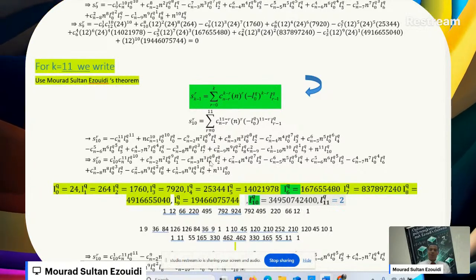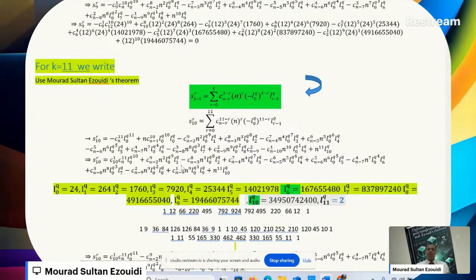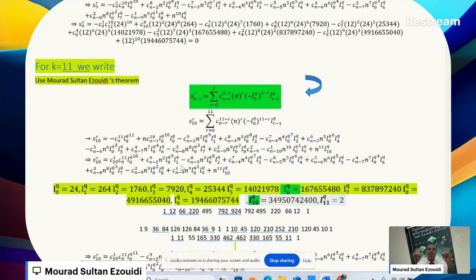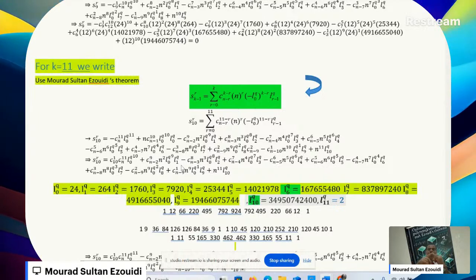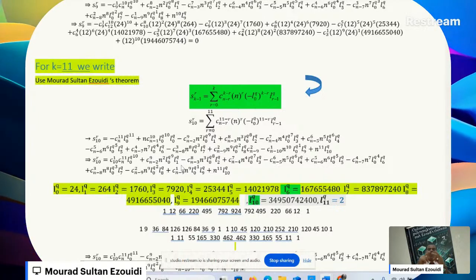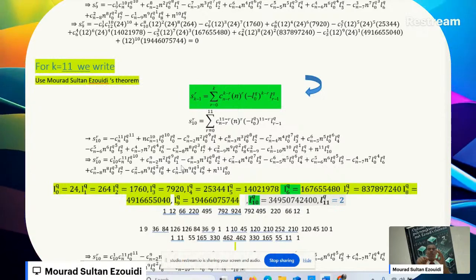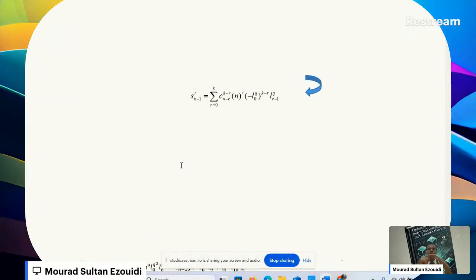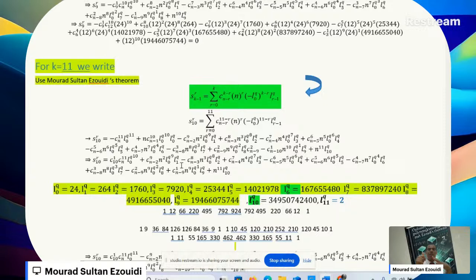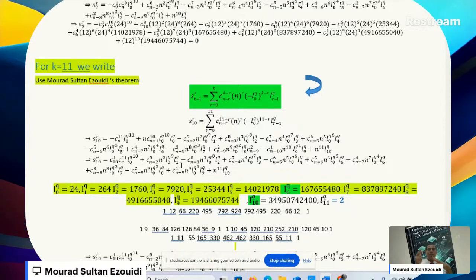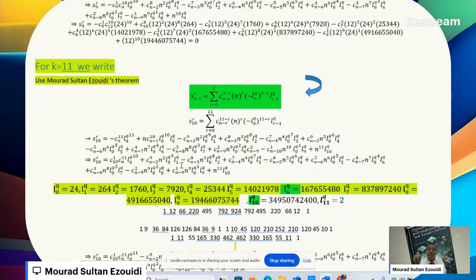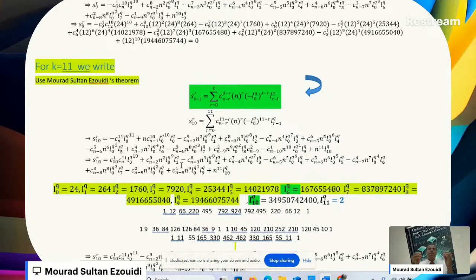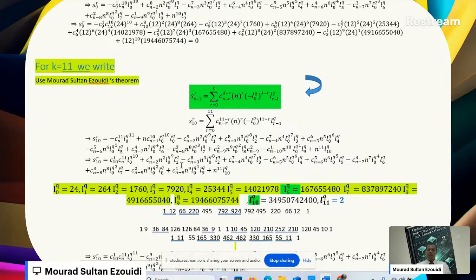Now we continue. I will proceed. This is the formula, my professors. It's not a second degree equation like was solved, or a third degree equation. This is 12, not a second degree equation. This equation is not a third degree equation. This equation that we are solving now, live streaming, is not a fourth degree equation. It's not fifth, not sixth, not seventh, not eighth, not ninth, not 10th, not 11th. It's a 12th degree equation, using the method of Professor Mourad Sultan Ezouidi.